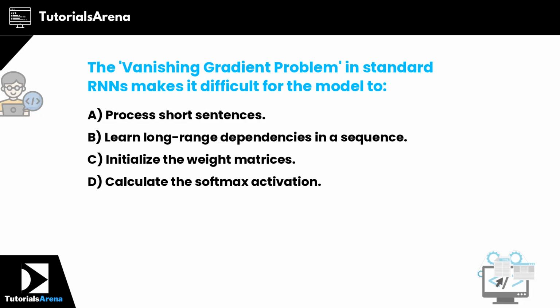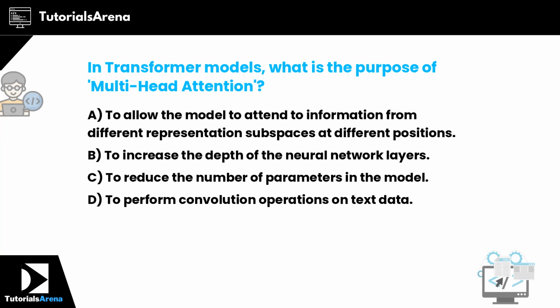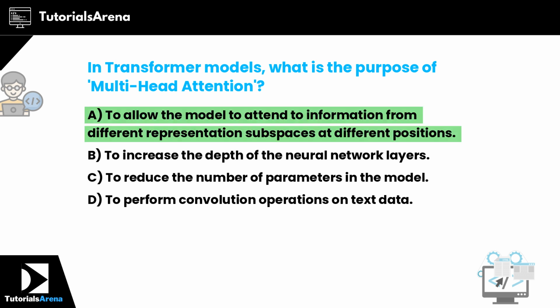The vanishing gradient problem in standard RNNs makes it difficult for the model to: The correct answer is option B. Learn long-range dependencies in a sequence. In transformer models, what is the purpose of multi-head attention? The correct answer is option A. To allow the model to attend to information from different representation subspaces at different positions.